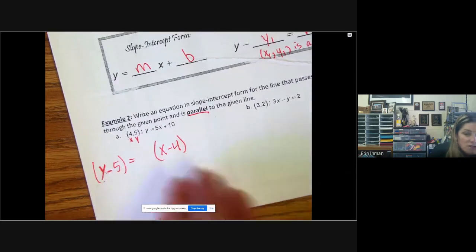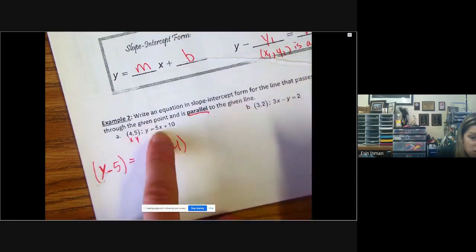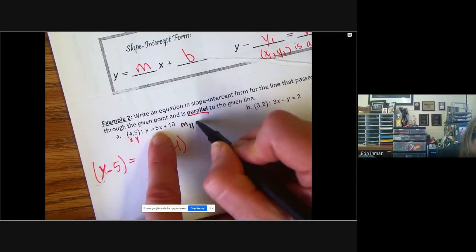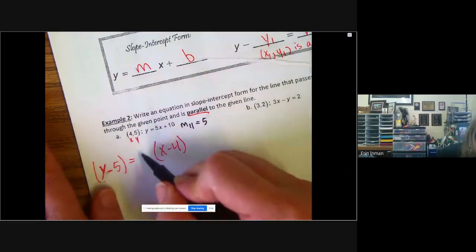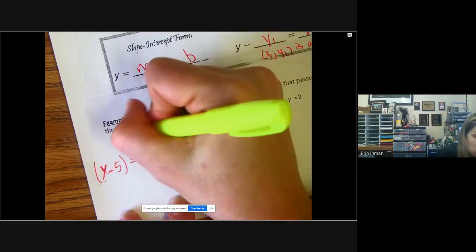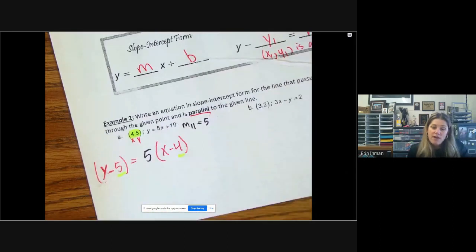Okay, so let's look at this. The slope of this equation is 5, so our slope that's parallel to it also needs to be 5. So I'm going to write that right here. I've been asked, well, wait, where did that 5 and the 4 come from? Remember, this is the point that it specifically has to go through. And then that 5 was the slope.